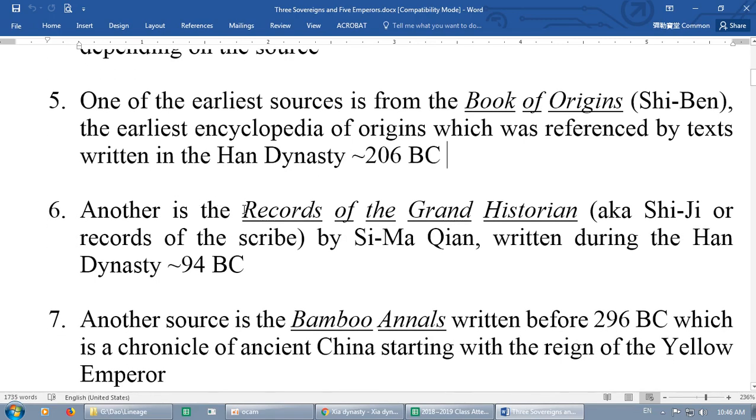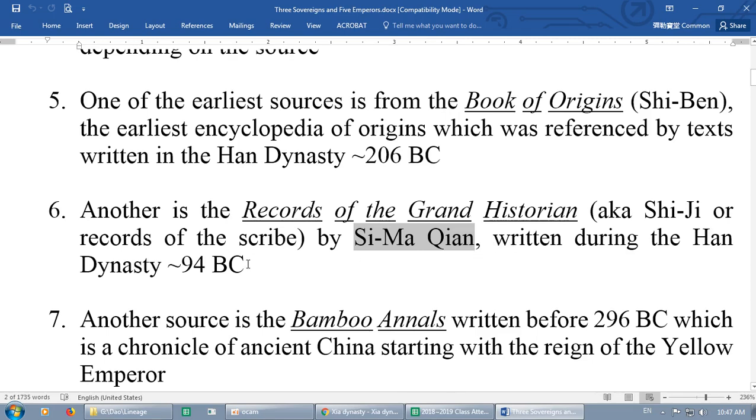Another, this is more famous, more well known. It's called the Records of the Grand Historian, or Shiji, 史记, or Records of the Scribe, by the famous Sima Qian. He's a Chinese historian, among others, maybe even a philosopher. He's a court historian, you can say that.